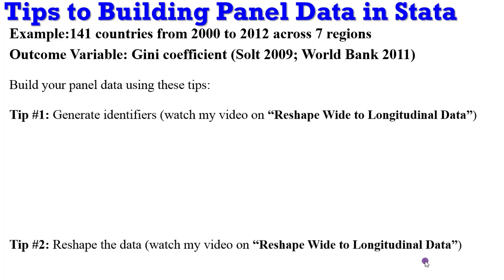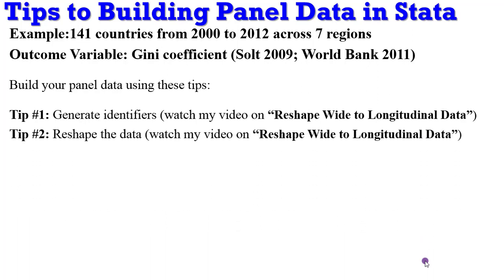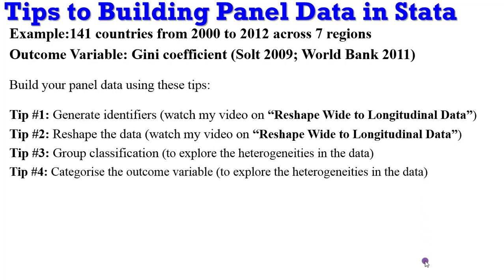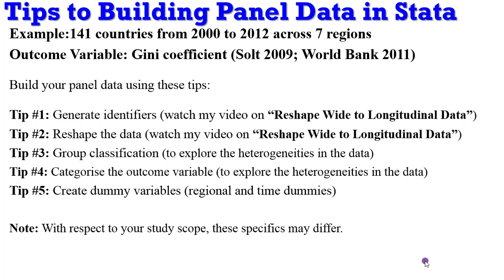Tip number 2, reshape the data. Watch the same video for you to know how to do this. Tip number 3, classify the groups. By doing this, you are exploring the different features in the data. Tip 4, categorize the outcome variable to explore the basic features in that data. Tip 5, create dummy variables.